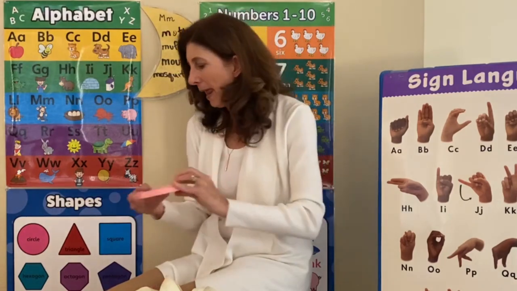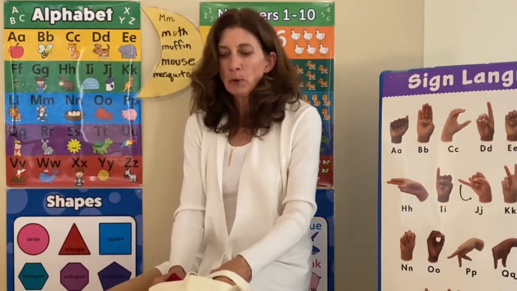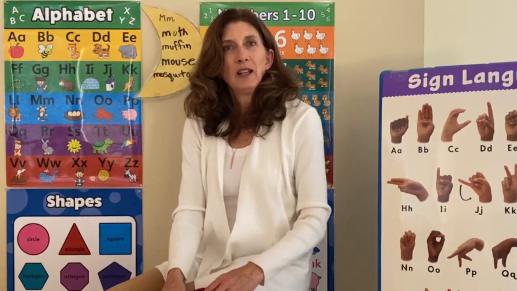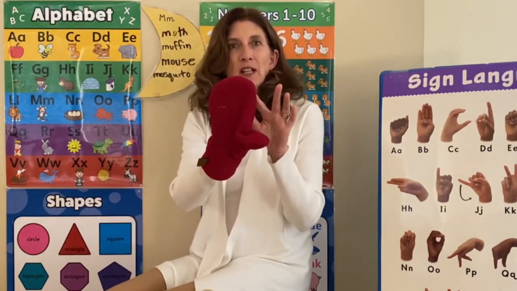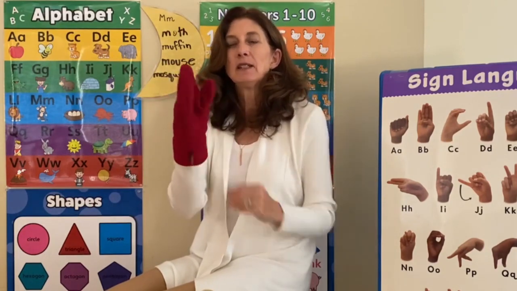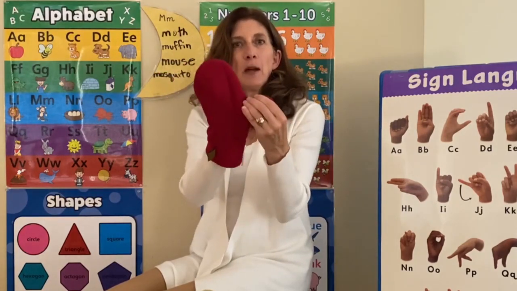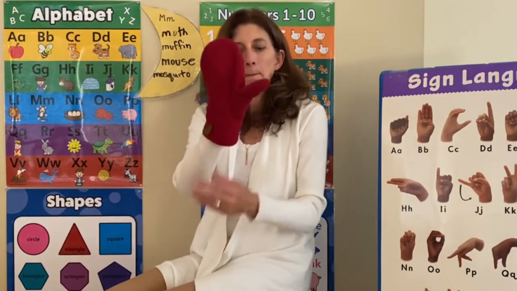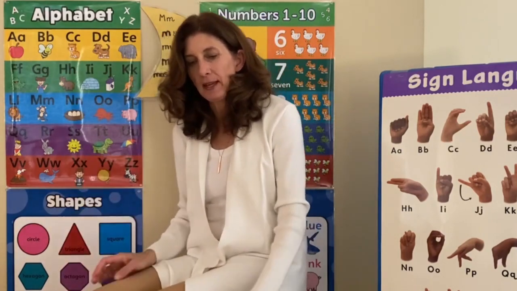Mirror starts with M. This is something you put on your hands in the winter to keep your hands very, very toasty warm so they don't get cold. A mitten, right. Mittens are different than gloves. Gloves have places for each finger to go, and mittens, they have all the fingers together in one spot and the thumb in a different spot. Mitten starts with M, mitten. Okay, those are some M things.